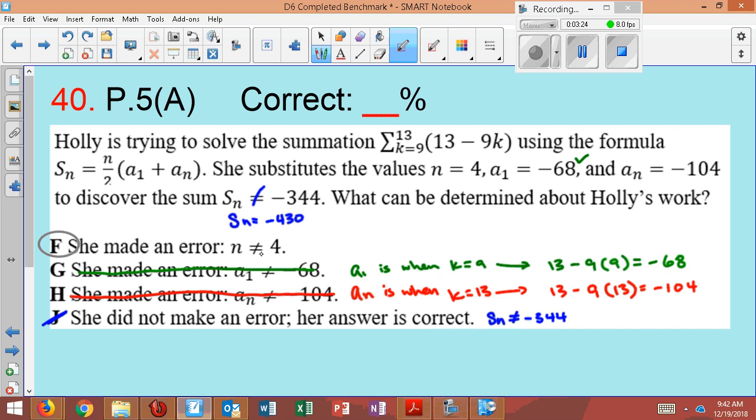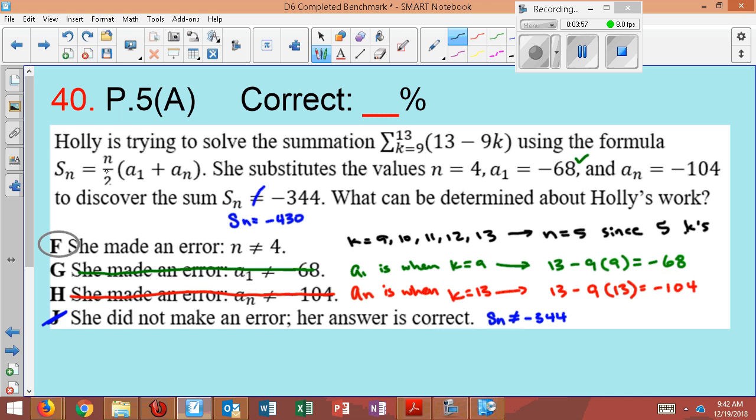But let's check it. How do we find the n? Well, n is when you count up your k values. So k could equal 9, it could equal 10, 11, 12, and also 13. How many different values of k is that? 1, 2, 3, 4, 5. Since there are 5 k's, that's why n equals 5. So that part is her mistake.